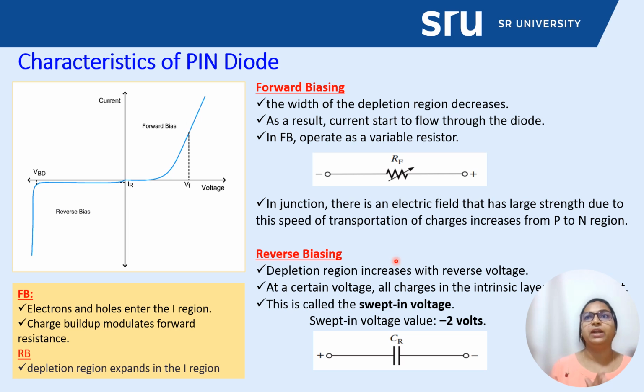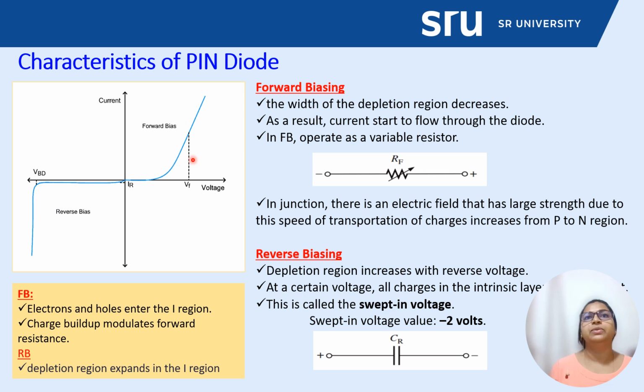So it has dual behavior, reflected in its IV characteristics: in forward bias this diode can act as a variable resistor, and in reverse bias it can act as a capacitance.